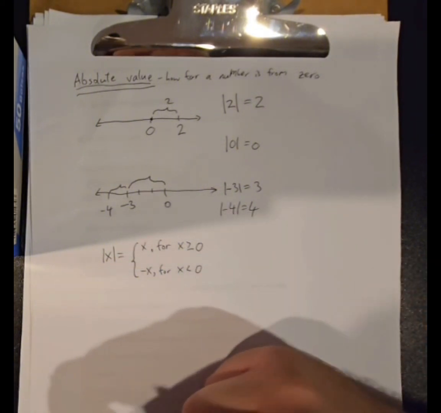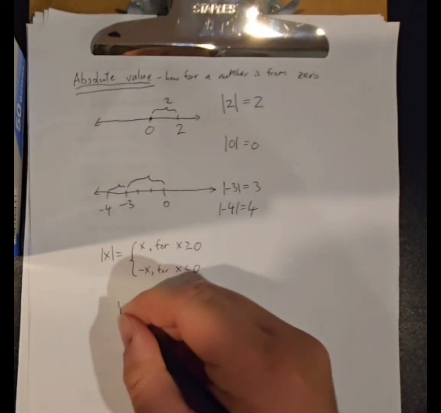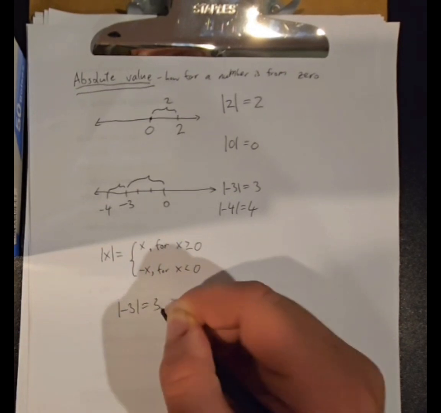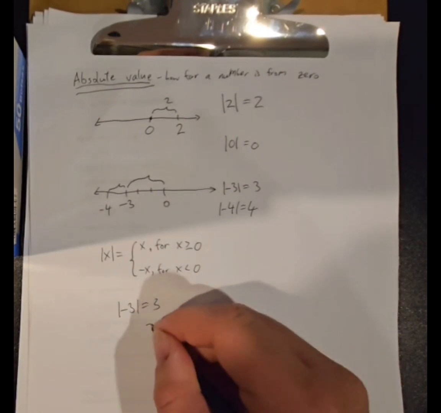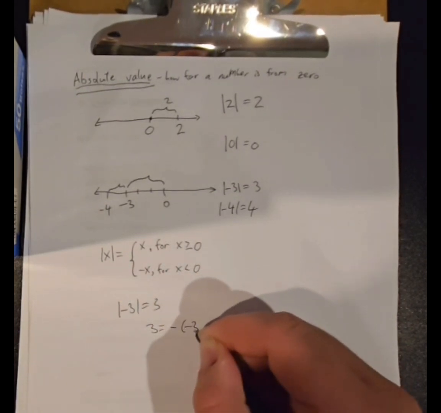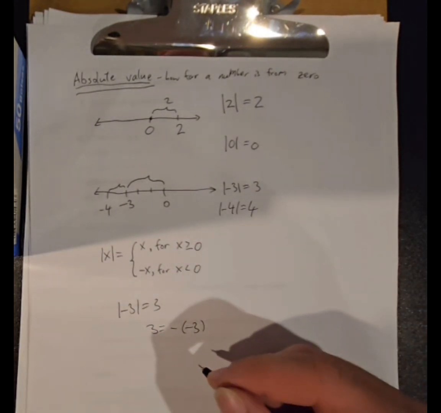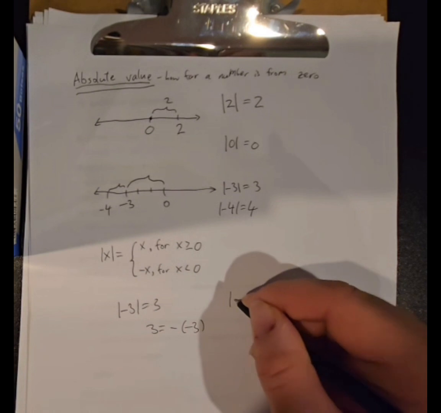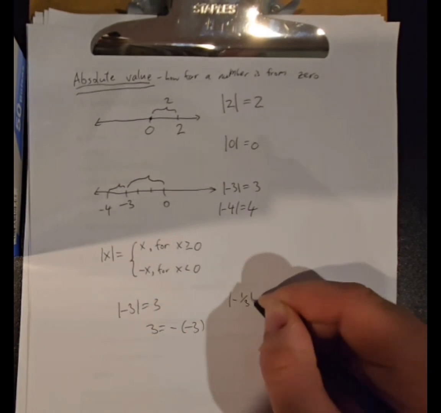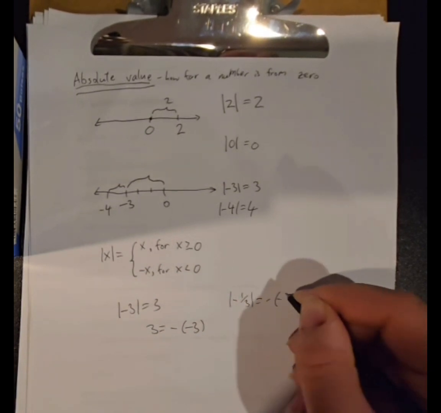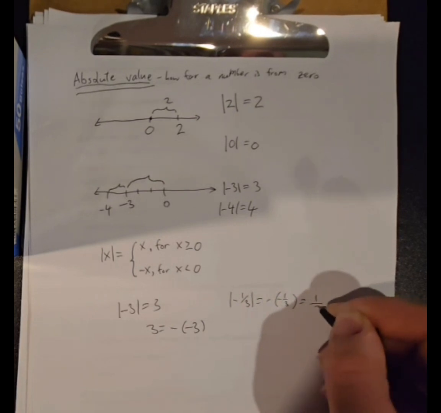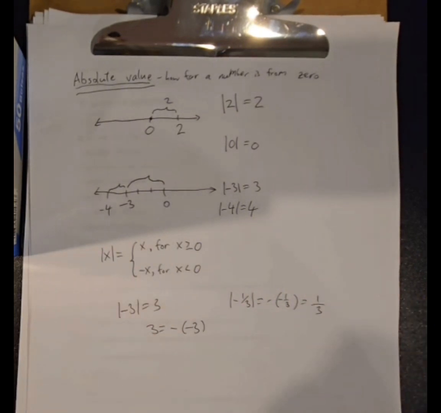Negative x, where do we get that from? Well, absolute value of negative 3 is 3, right? And 3 is just the negative of negative 3, because 2 negatives make a positive. So let's say we have the absolute value of negative 1/3. It's just going to be the negative of negative 1/3, which is 1/3. Because that's how far the number is from 0.